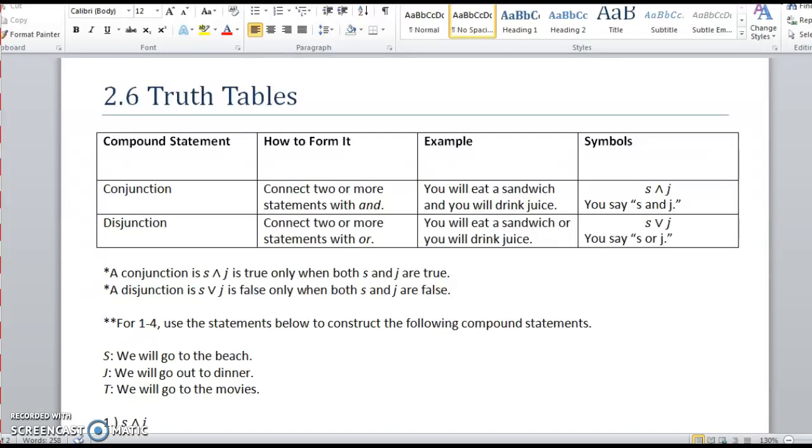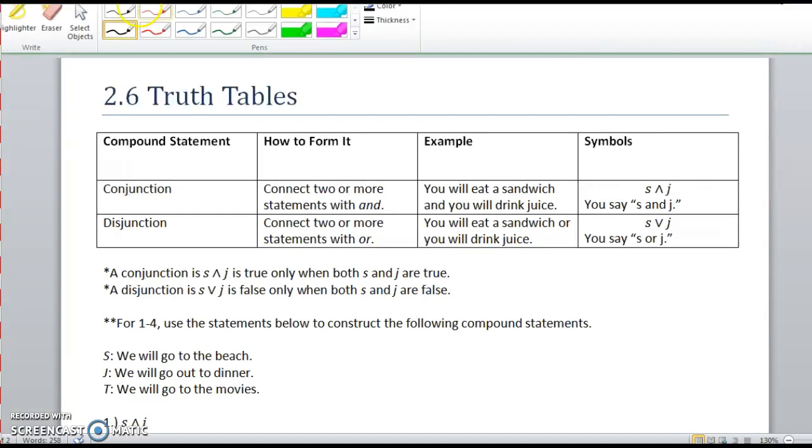Today we'll be talking about section 2.6, truth tables. We'll start off by talking about each kind. So there are conjunctions and disjunctions.